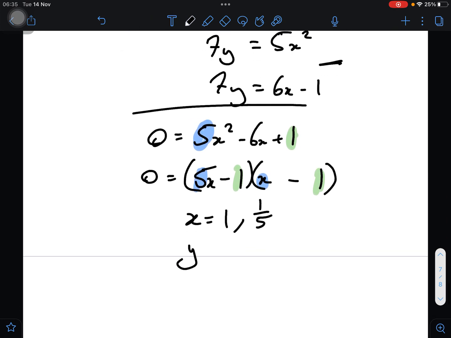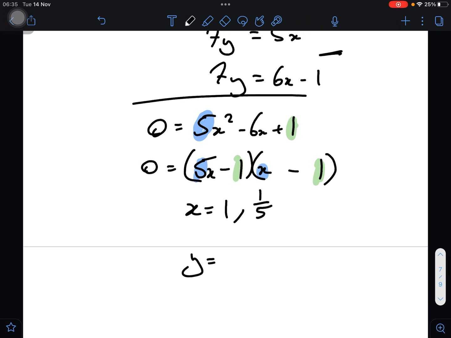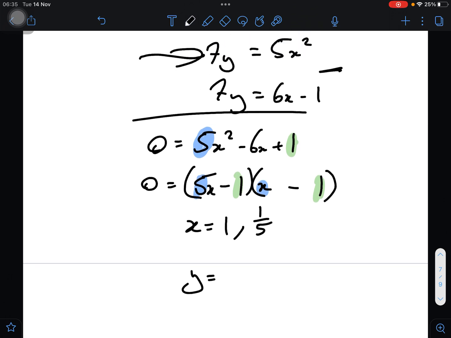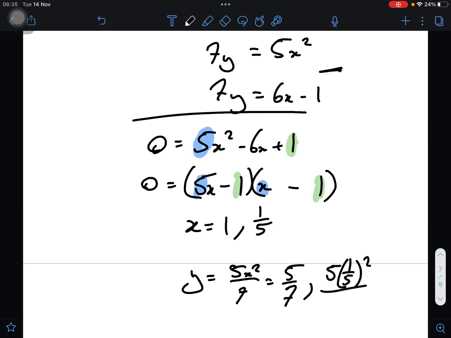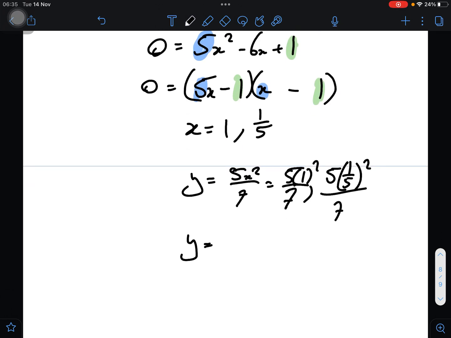So y would be equal to, using the top equation up there, y is 5x squared over 7. So therefore, y is 5 over 7. Or y could be 1 over 5 squared over 7. And so therefore y would be 5 over 7. Or 1 over 5 squared is 1 over 25. So therefore we cancel out one of those 5s. Or 1 over 5 times 7, which is 35.